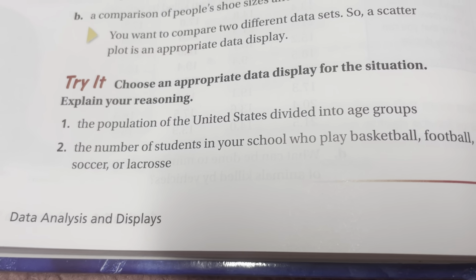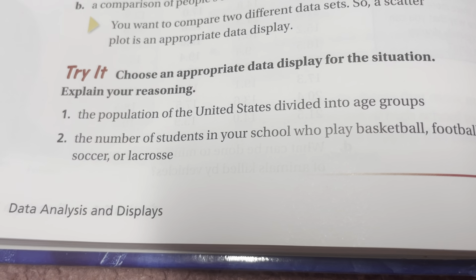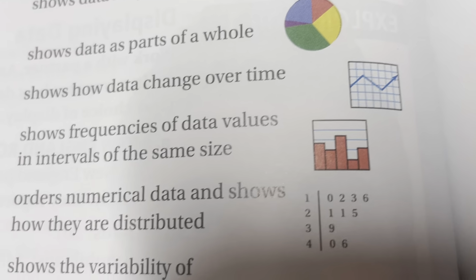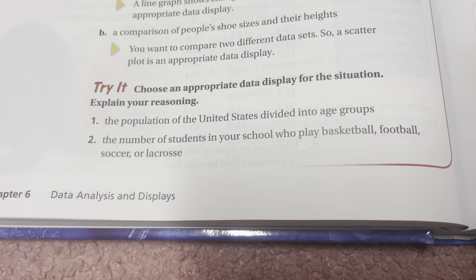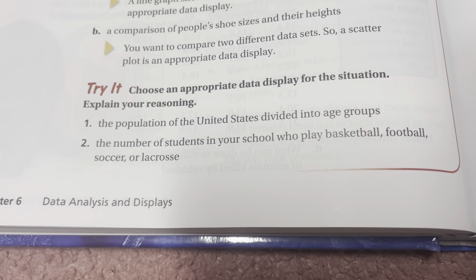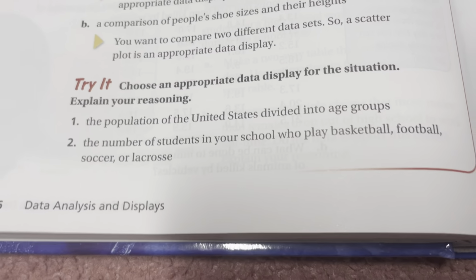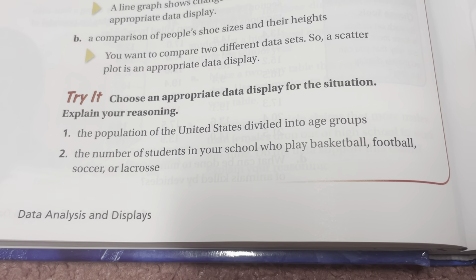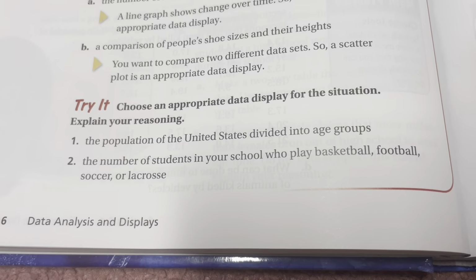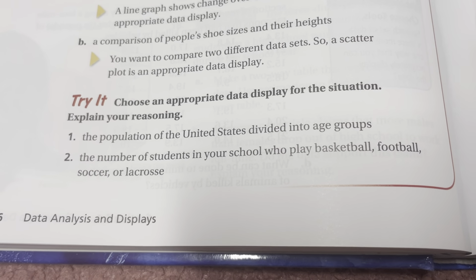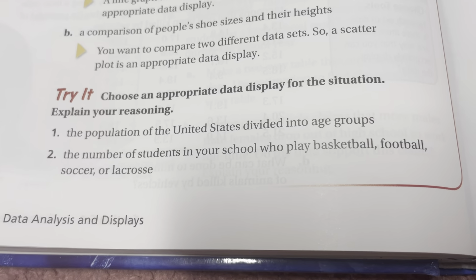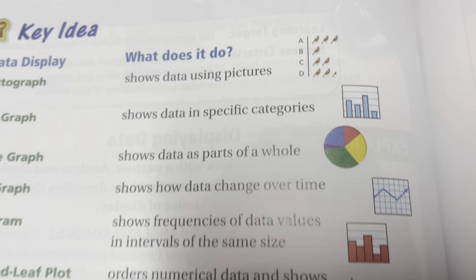The population of the United States divided into age groups. Well, when I look at that for number 1, I think we would want a histogram, one of these histograms here, because that shows things in intervals, which means we might have our age groups. We might have how many people ages 10 through 19, how many people ages 20 to 29, 30 to 39, and so forth. The number of students in your school who play basketball, football, soccer, or lacrosse. Probably a bar graph to show how many students play each one. I would say probably one of these, a bar graph would be appropriate.